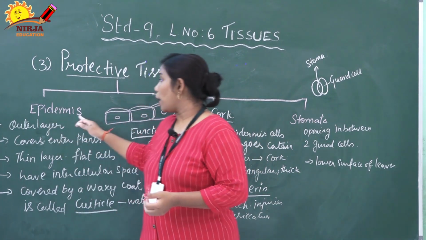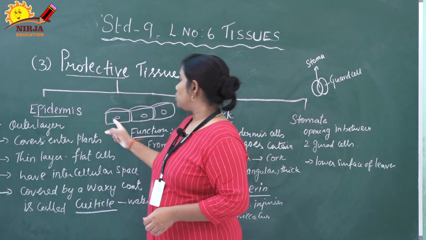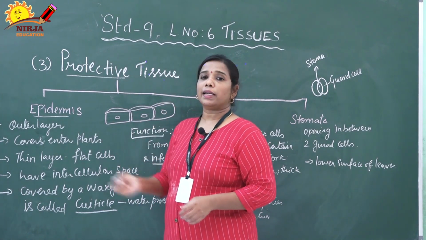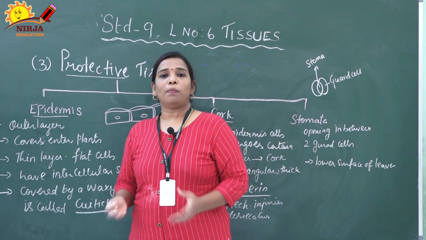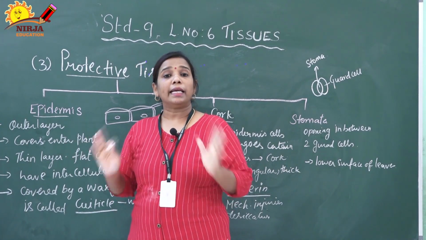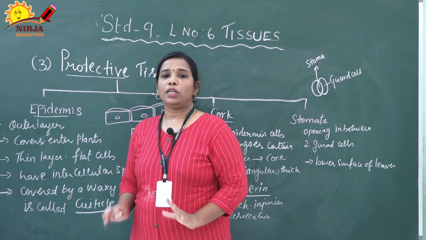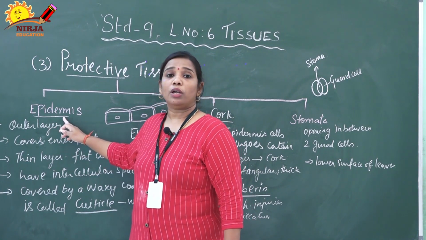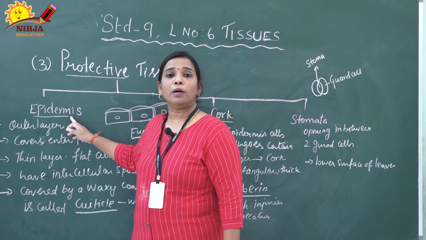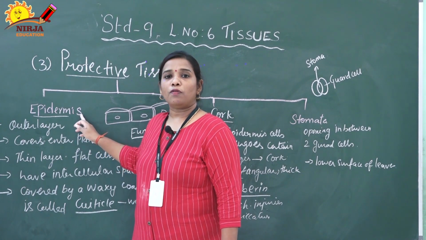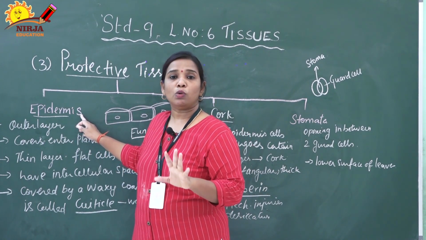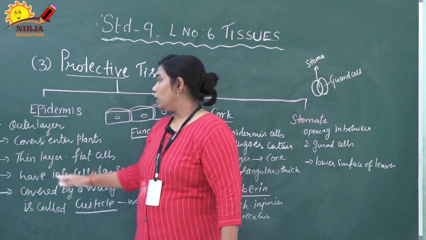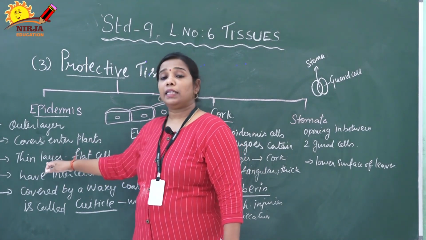The first one is epidermis. Just look at the picture: flat-like cells are arranged. This is the outermost layer of the plant. It covers the entire plant body. That outermost cover is called epidermis, made up of epidermal cells. Its main function is to protect the entire body of the plant; even the root is covered. It is a thin layer in nature.